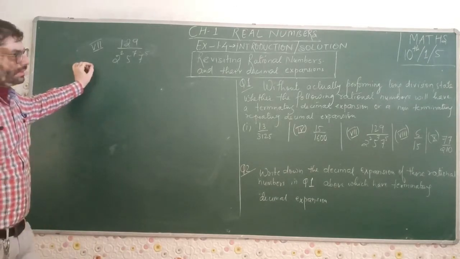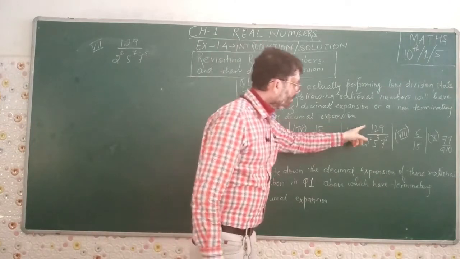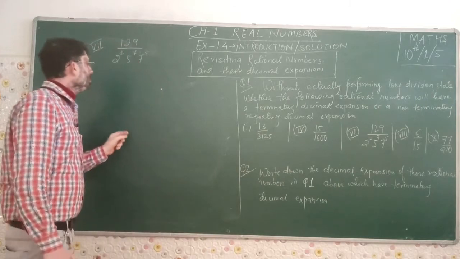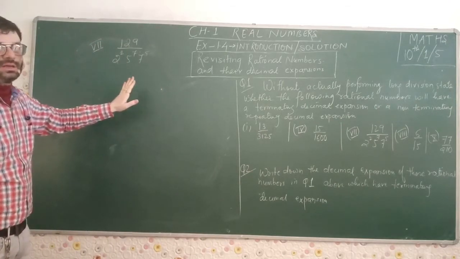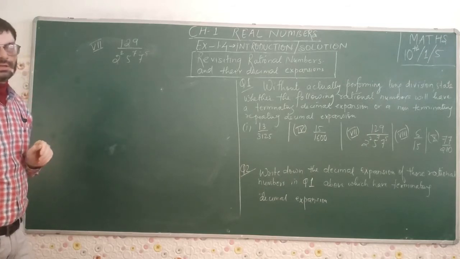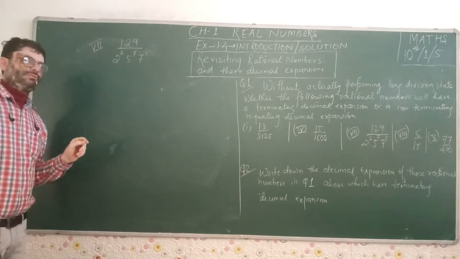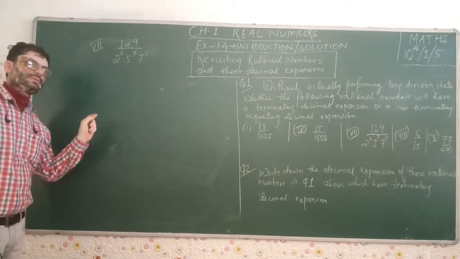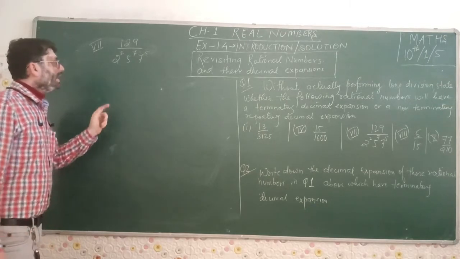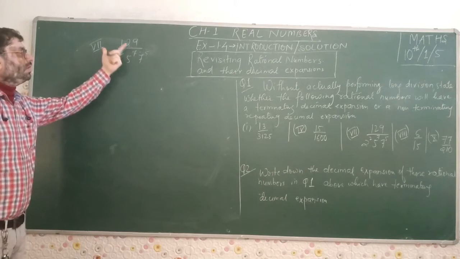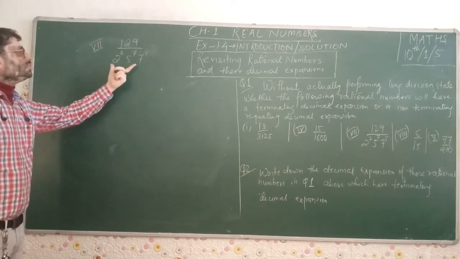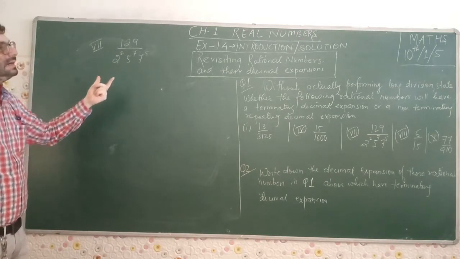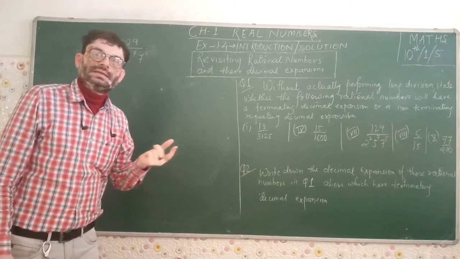Part 7. 129 by 2 to the power 2, 5 to the power 7, 7 to the power 5 is to be checked whether it is a terminating decimal expansion or a non-terminating repeating decimal expansion. As per the theorems that we have gone through, theorems 1.5, 1.6, 1.7, out of those 3 theorems, in 1.7 we have gone through that if the denominator, that is the q part of the p by q form of a rational number, is not of the form 2 to the power n, 5 to the power m, then it is a non-terminating and repeating decimal expansion.